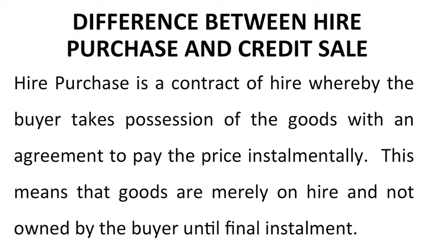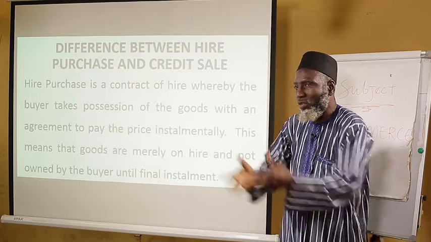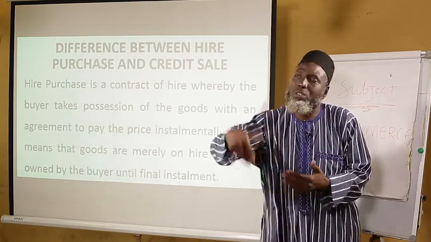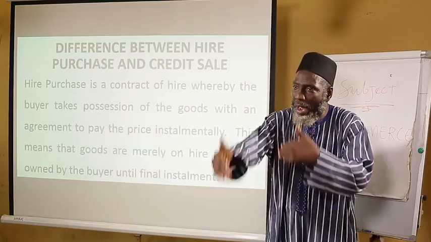Now we go to the difference between hire purchase and credit sales. Hire purchase is a contract whereby the buyer takes possession of the goods with an agreement to pay the price in installments. The buyer takes the goods with the agreement of paying for the rest of the money, bit by bit.